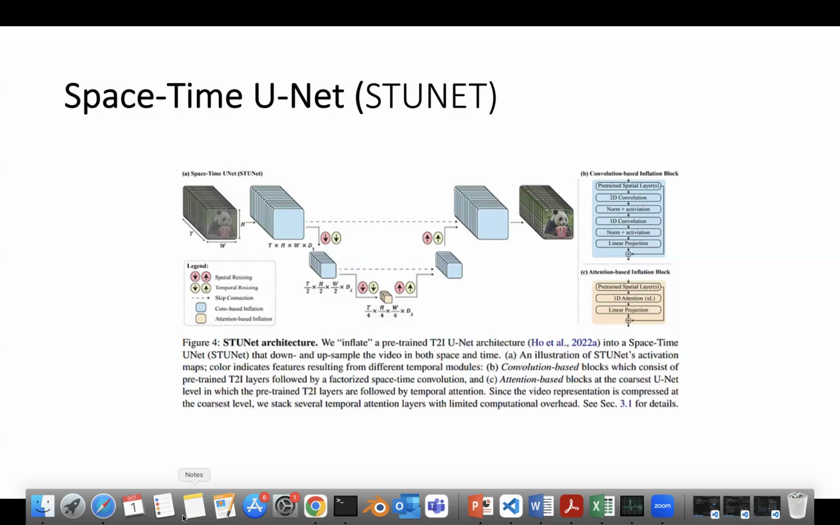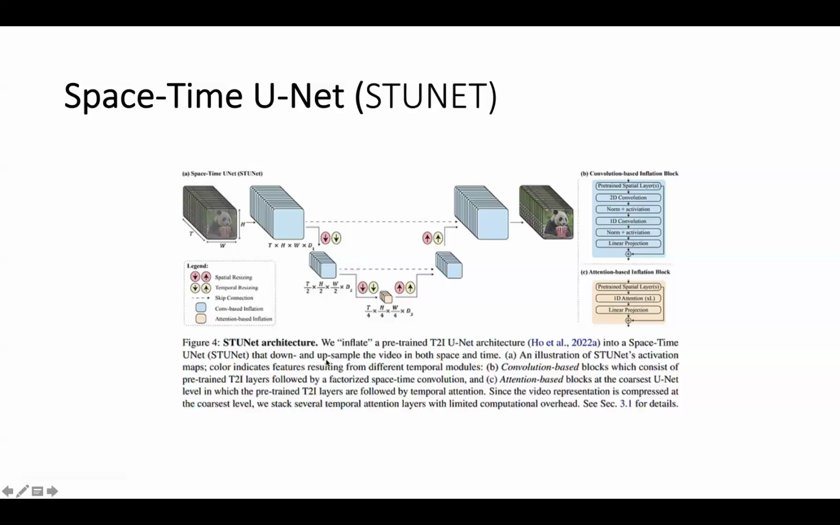This ST unit is actually an extension of the Imagen network. Imagen is again a text-to-image foundation model. These people have modified that work, Lumiere, so that you can generate videos. There are two types of blocks that these people have added. They call it the convolution-based inflation block.